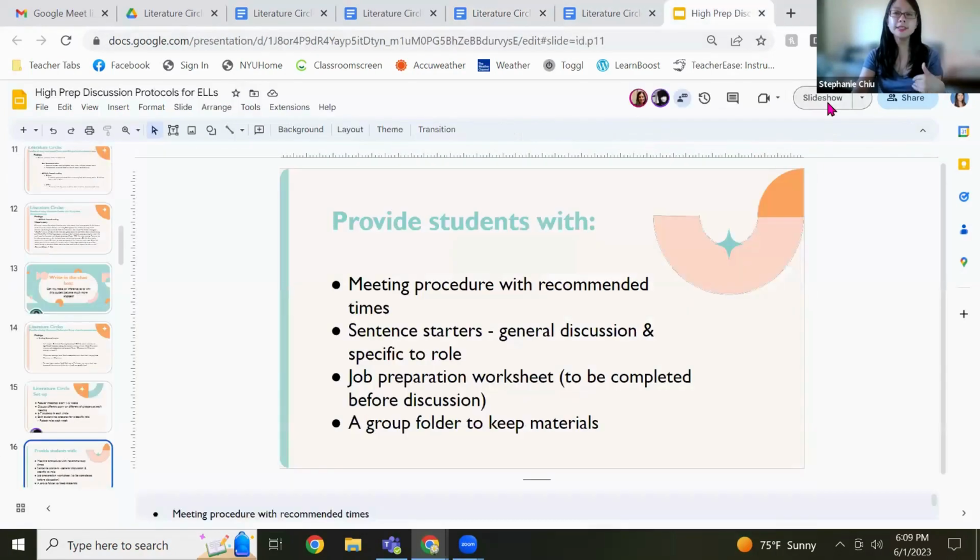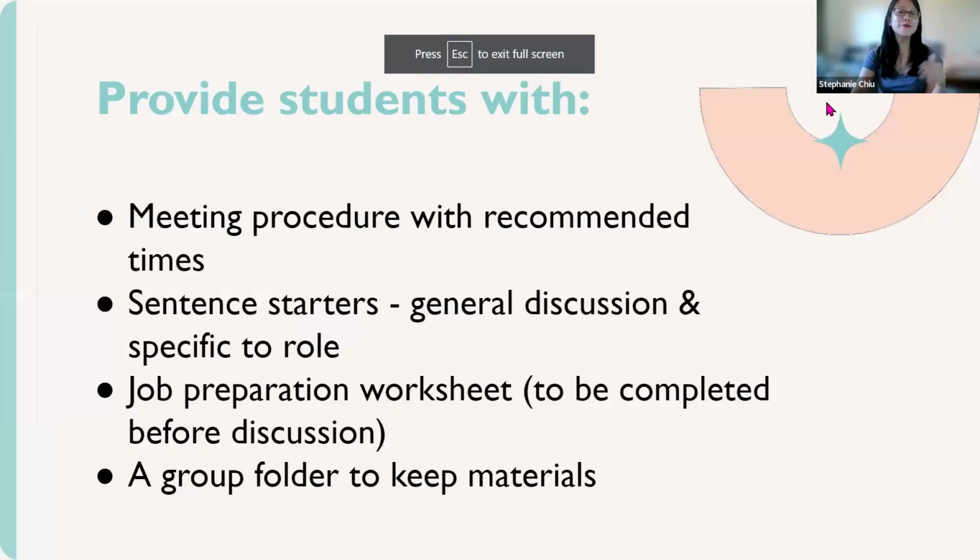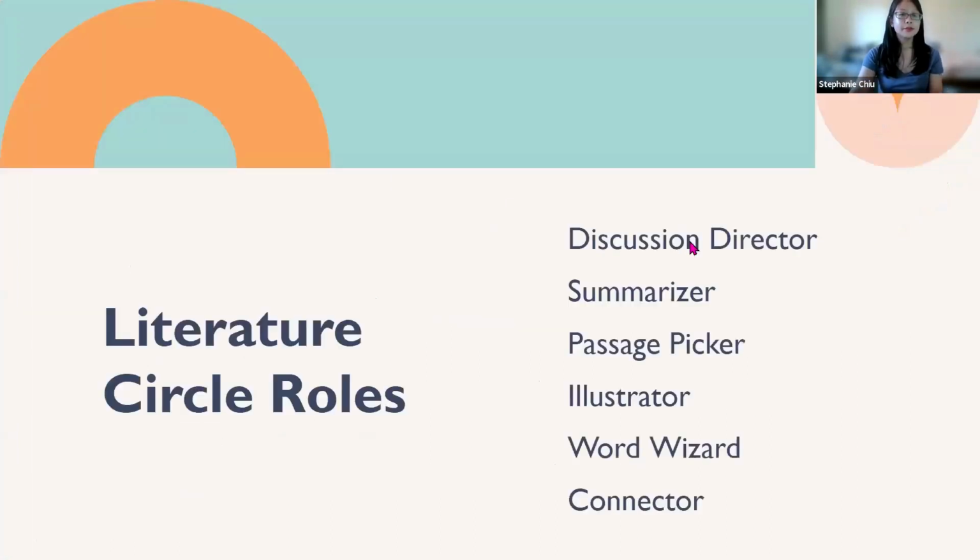And finally, I like to give the students a group folder to keep the materials, because when I have my students do literature circles, I'm really pushing them to gain a lot of autonomy, a lot of independence. And so they are responsible for organizing everything and holding on to everything. So these are the different roles for the literature circle. We have a discussion director, a summarizer, a passage picker, illustrator, a word wizard, and a connector.